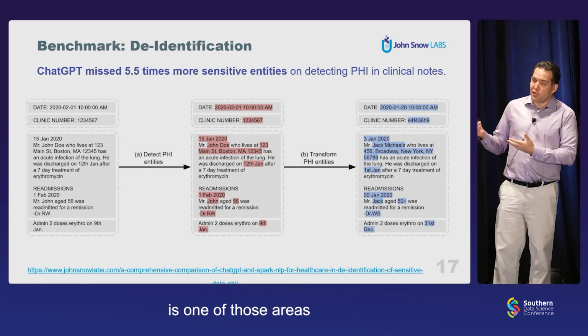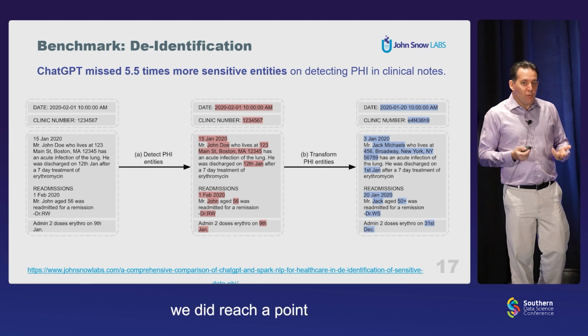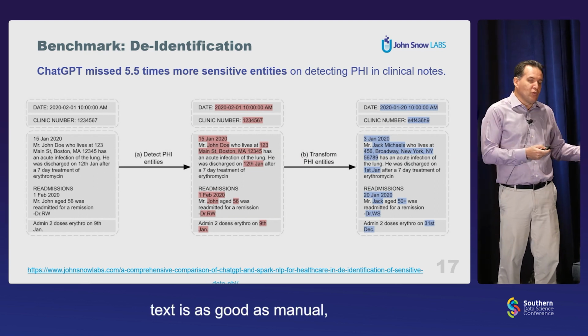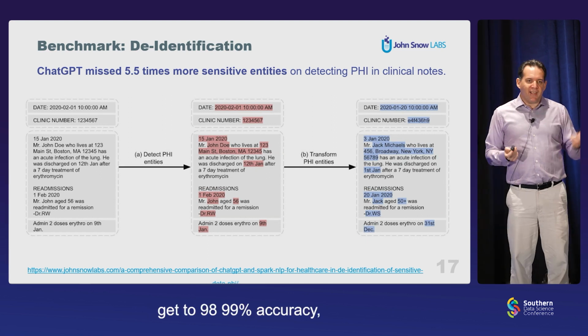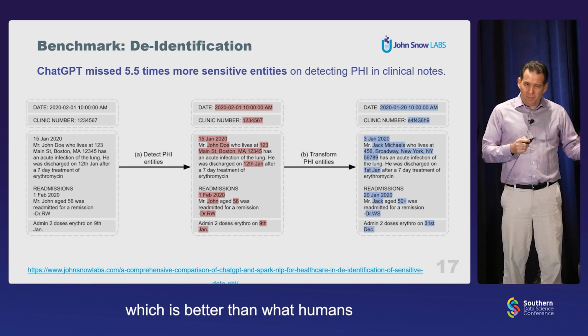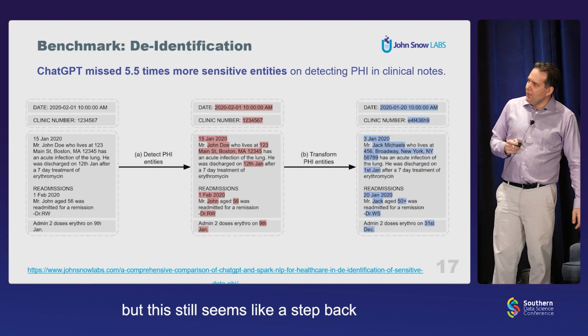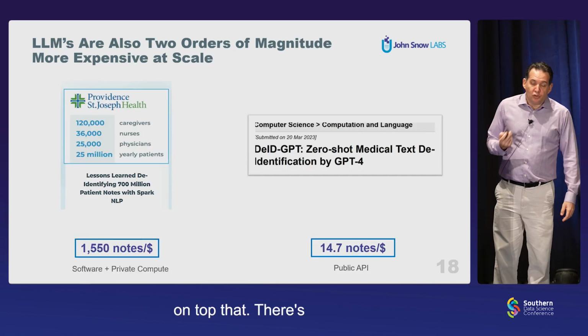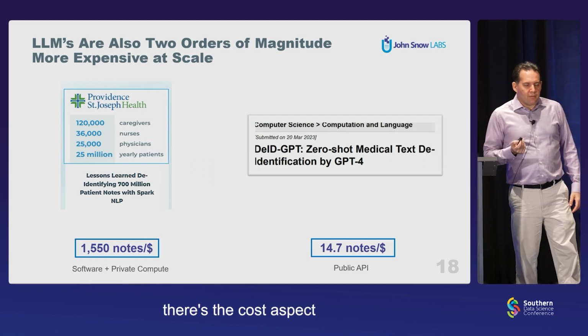And de-identification is one of those areas where about 3 years ago, we did reach a point where automated de-identification of just free text is as good as manual. So we can consistently get to 98, 99% accuracy, which is better than what humans do. And this still seems like a step back. On top of that, there's the cost aspect.